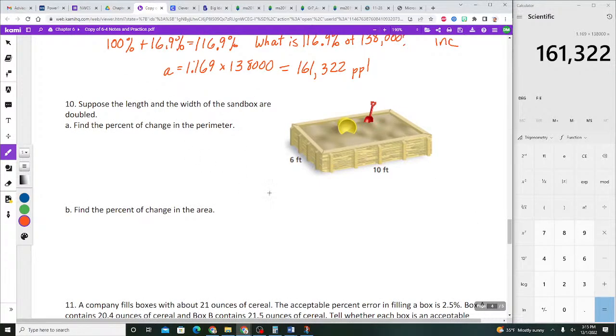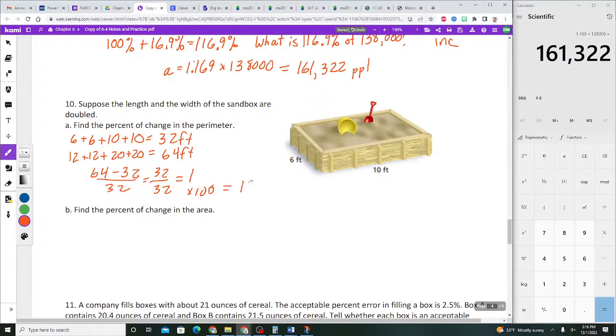Suppose the length and the width of the sandbox are doubled. Find the percent change of the perimeter. At first, the perimeter, without it changing, is 6 plus 6 plus 10 plus 10, which is 32 feet. If we double it, that's 12 plus 12 plus 20 plus 20, which is 64 feet. So to find the percent change, it's 64 minus 32 divided by 32, which gives us 32 divided by 32, which is 1. Remember, this number is a decimal, so we multiply it by 100, and we get that there's a 100% increase in perimeter.